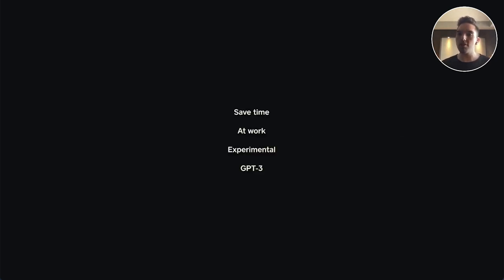I want to touch on four experiments for plugins in particular that we'll go into some detail on, that are really special to me. One is around saving time. One is one that you could use at work that we use at Cash App. One is really experimental, and one is GPT-3.